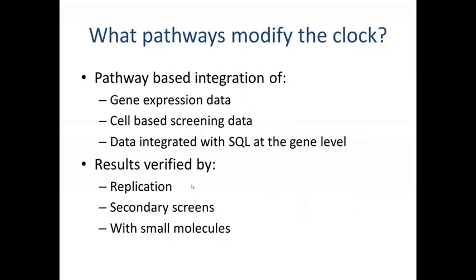So taking all this data into account, we wanted to ask a very simple question: which pathways modify the clock? And so we did pathway-based gene integration of this gene expression data, but also our cell-based screening data that I just mentioned, and using SQL at the gene level and pathway information, we were able to determine which pathways are strongly intersecting with the clock. And we've verified these results by replication, performing these studies multiple times in different cell types, also using secondary screens and with tangential reagents such as small molecules.